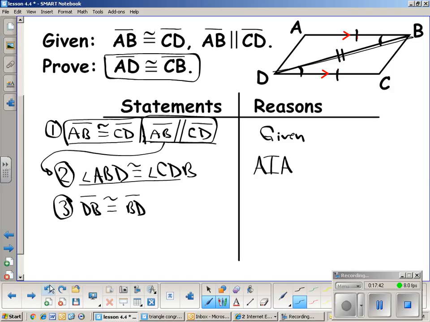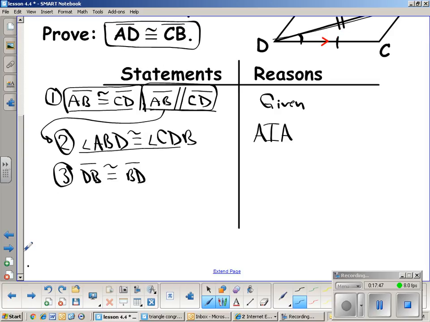Jared, you've been pretty quiet this morning. What would my next statement be then? Oh, I'm sorry. What's the reason? Reflexive. Good. And it's reflexive property if you want to write property. What's the fourth step going to be, Jared? Prove that segment AD is congruent to segment CB. So you think we're ready to write that?